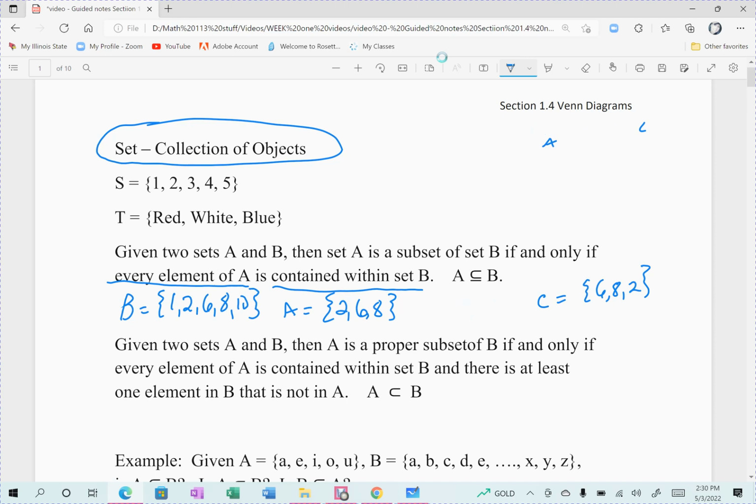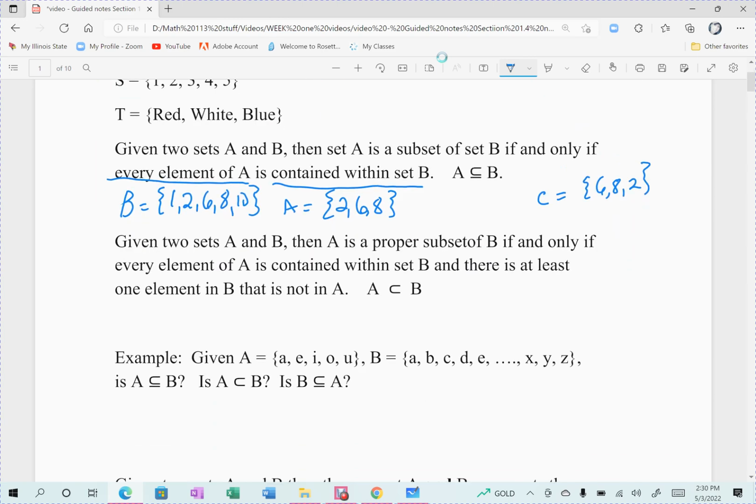All right, a proper subset: every element of A is contained within B, and at least one element of B is not in set A. Meaning set B is bigger than set A. There is no equality. That's what that means. So it's more like my first example up here. Set A is a proper subset of B. Set C is not a proper subset of A. But set A is a proper subset of B. Every element of A is in B, and B has more elements in it. B is the bigger set. So A fits within circle B, and B still has some elements on the outside that aren't contained in A.